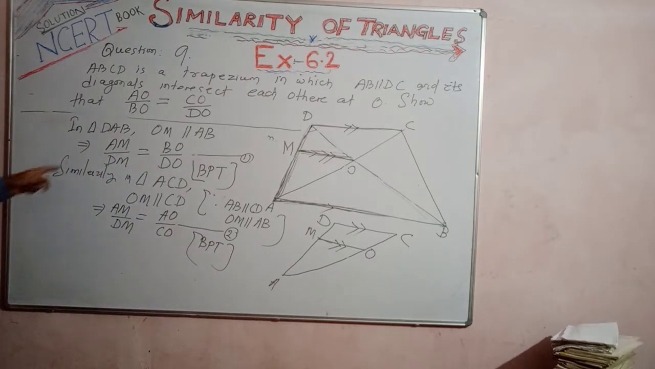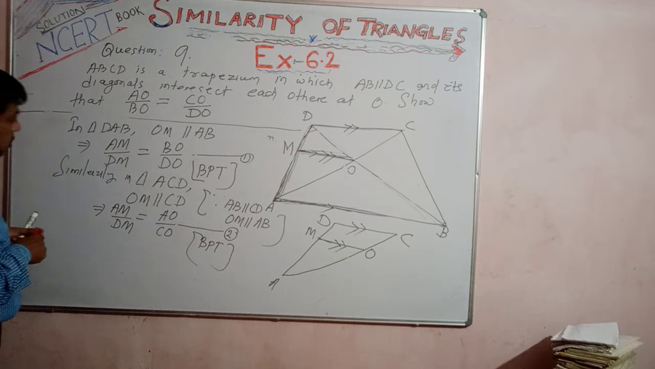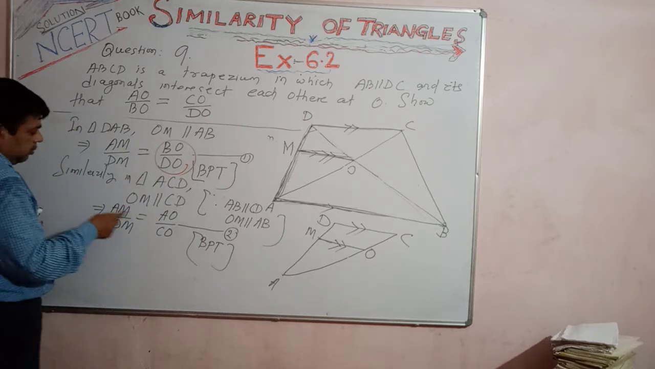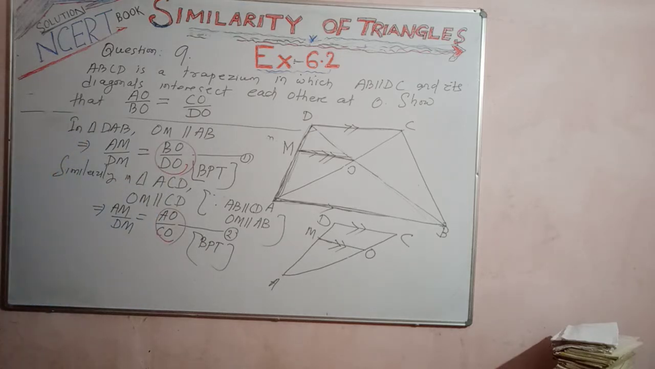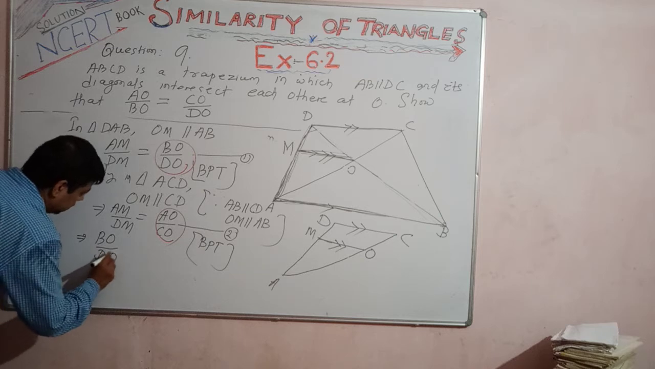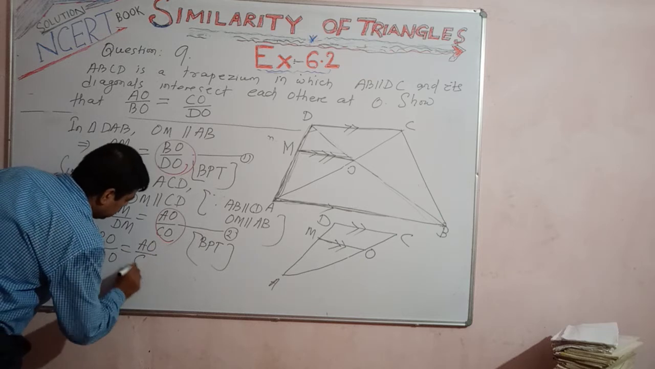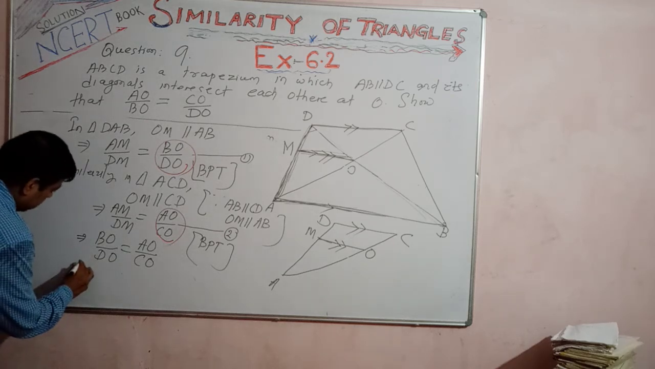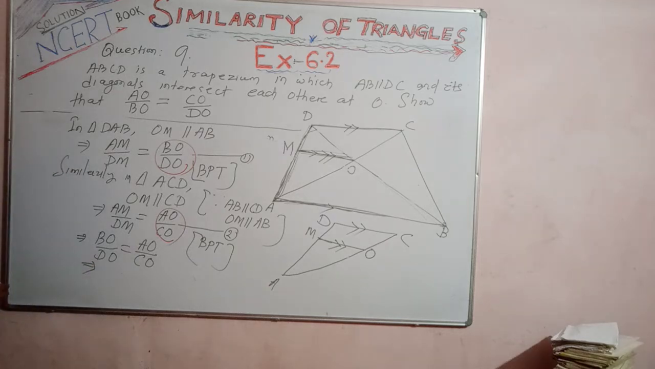Now equation 1 and equation 2. In equation 1, AM by DM is equal to BO by DO, and in equation 2, AM by DM is equal to AO by CO. Now you can compare equations 1 and 2, and after comparing you can write that BO upon DO is equal to AO upon CO. Now you can just transpose.